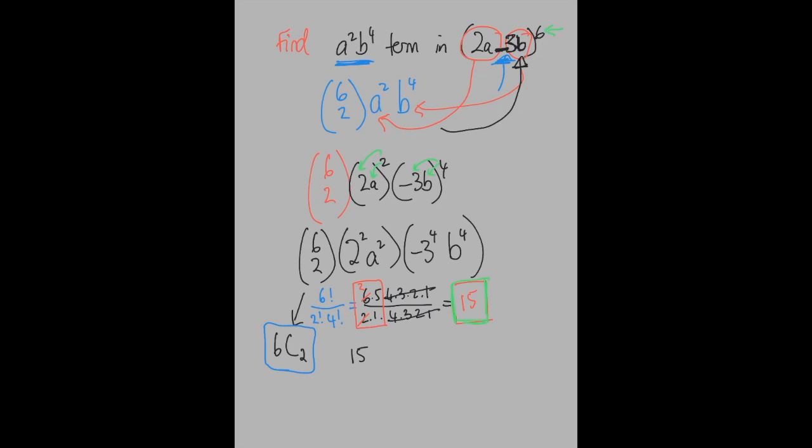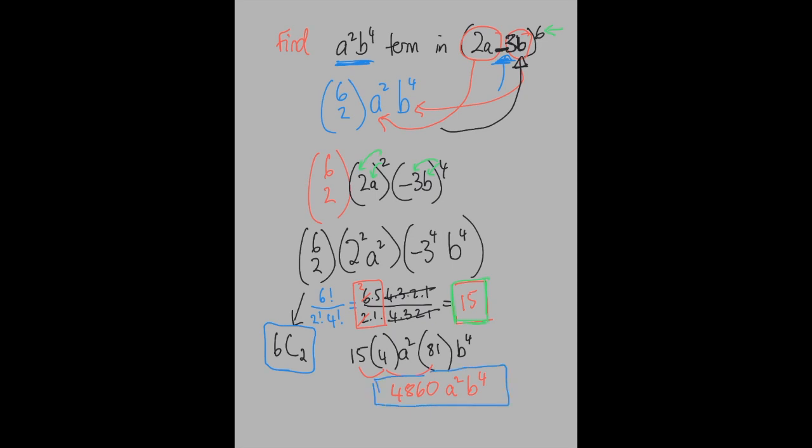15. Now, 2 squared is 4, a squared. Negative 3 to the power of 4 is going to be positive now. Negative 3 to the power of 4, that's 81, b to the power of 4. Now I can just multiply these numbers in my calculator. So that's 15 times 4 times 81. And I end up with 4860 a squared b to the 4. And that is the answer.